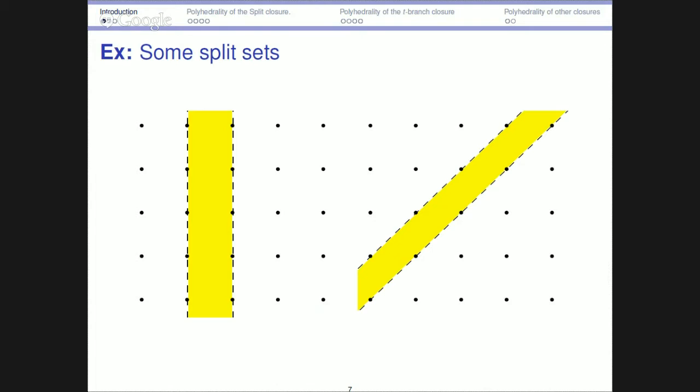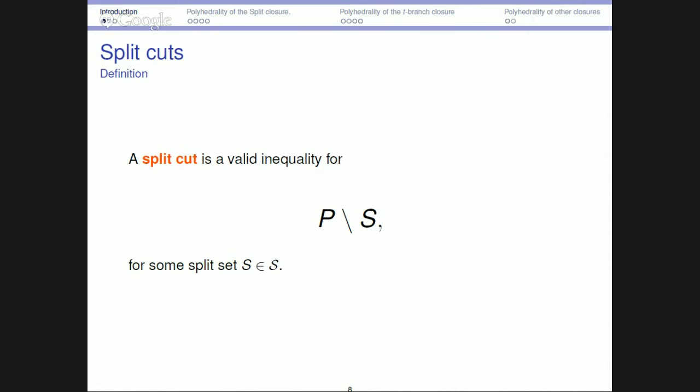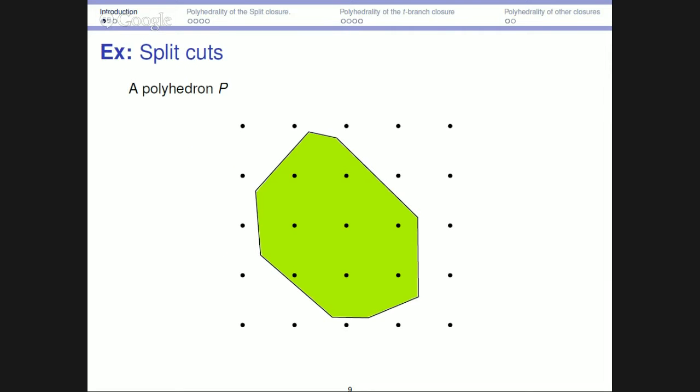And how do you use these sets in order to compute cutting planes? Let me show you what you do. You say that a valid inequality is a split cut if it's valid for this set P, the original polyhedron, when you remove the split set from it. So this is a split cut. How does this look in a picture? You have your polyhedron P, you are interested in the integer points inside P. This is maybe a bad approximation. So you consider any split set and you remove it. When you remove it, you are not removing any integer point because it doesn't contain any integer point in the interior.